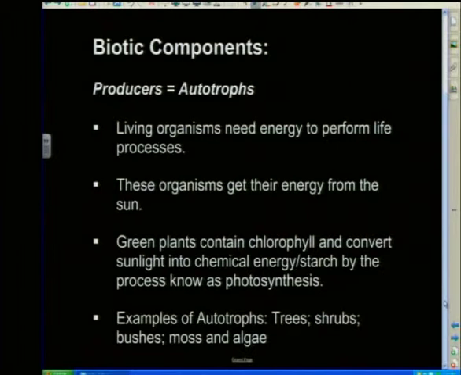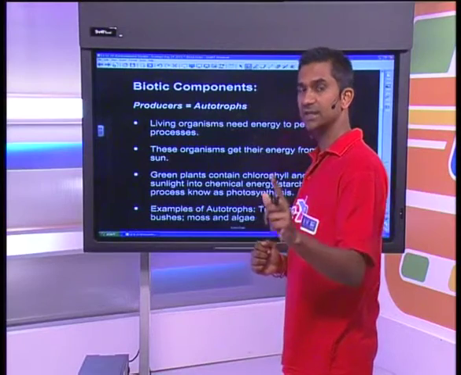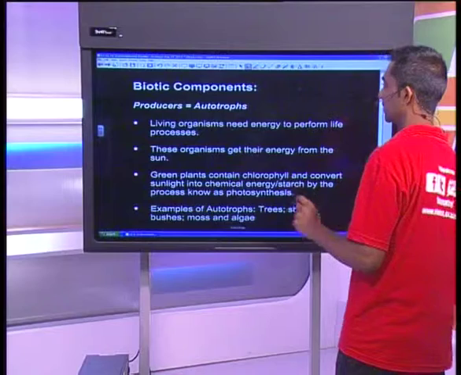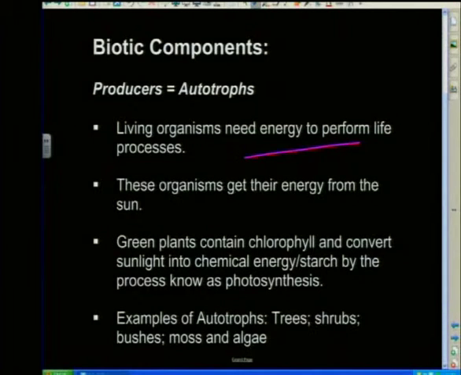All living organisms need energy, and that energy comes indirectly from the sun. Autotrophs are capable of utilizing radiant energy and converting that into chemical energy by the process of photosynthesis. So we said that all living organisms need energy to perform their life processes. And these organisms will get their energy from the sun.